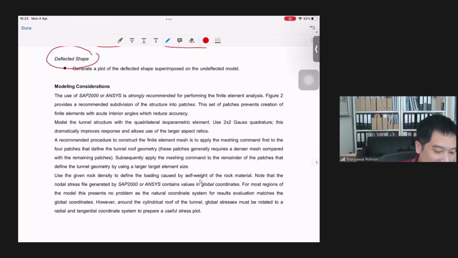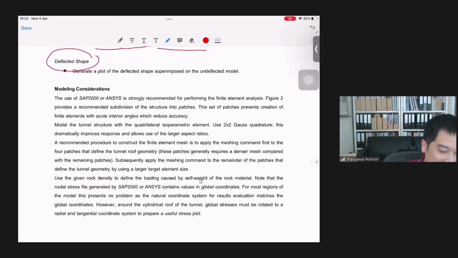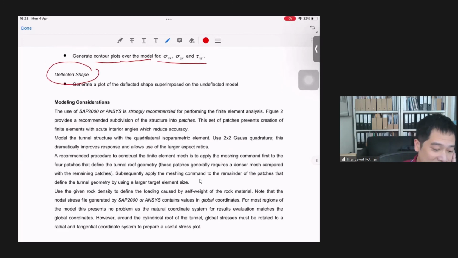All right. So the finite element model can be done by using commercial software. Okay. So you can either use SAP 2000 or ANSYS, which we have a license for at the Faculty of Engineering. So you can select one of these two programs to perform your finite element analysis. Okay.